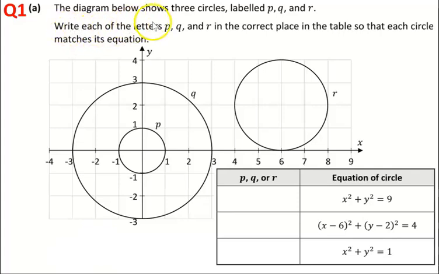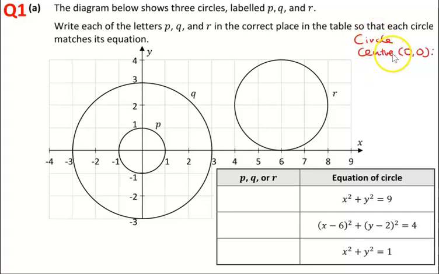Write each of the letters P, Q and R in the correct place in the table so that each circle matches its equation. So the first equation we're given is x squared plus y squared is equal to 9. Then we're given (x minus 6) squared plus (y minus 2) squared is equal to 4. And then we're given x squared plus y squared is equal to 1. So we have to match either P, Q or R in the box to the left of each of the equations.